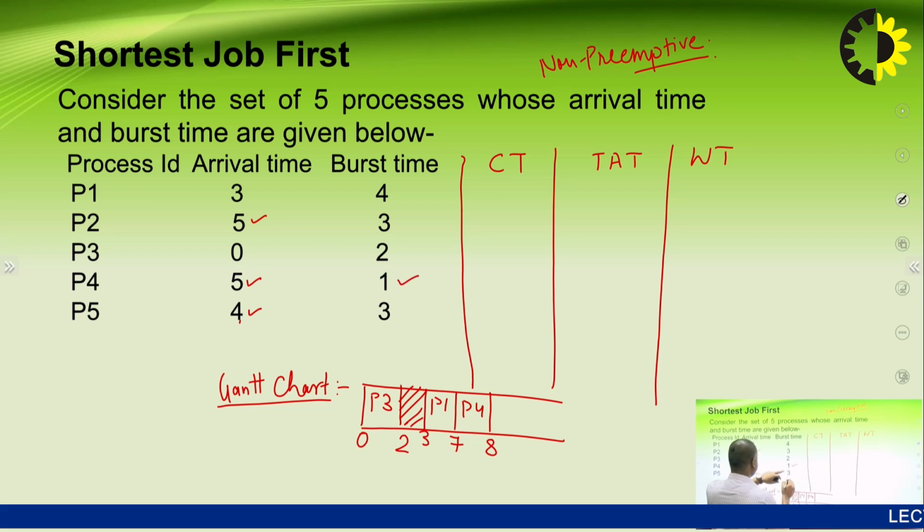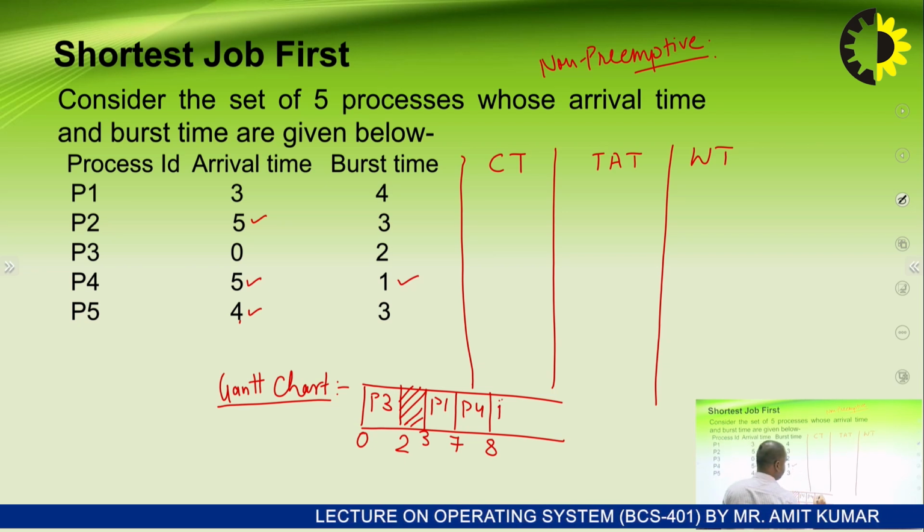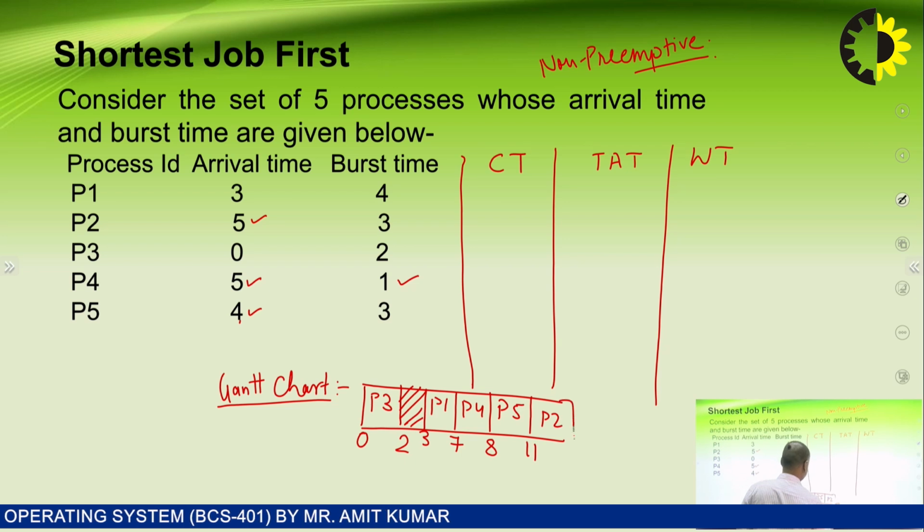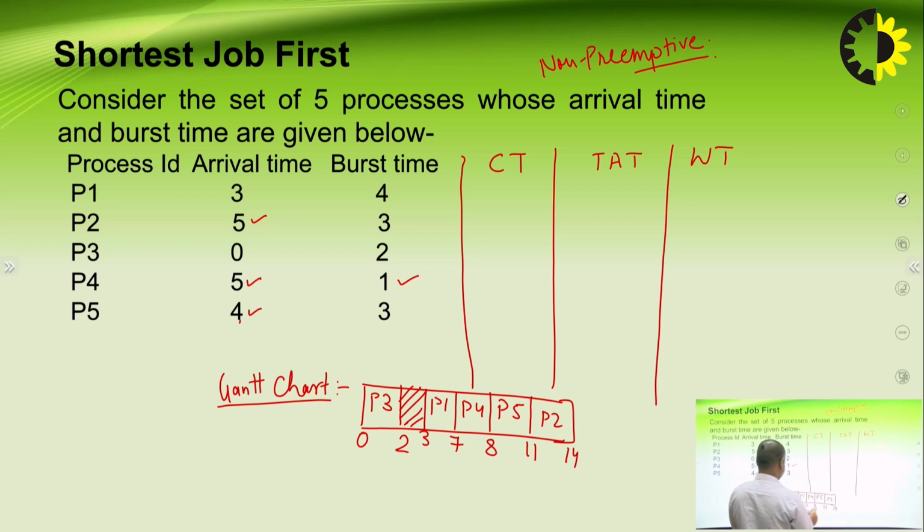Okay, now we will check P5 and P2, but these burst times are equal. So we will check the arrival time, which came first. P5 came first. So P5 runs 3, up to 11, then P2 up to 14. So this is the full completion time for shortest job first non-preemptive. So we are completing P1 at 7, P2 at 14, P3 at 2, P4 at 8, P5 at 11.